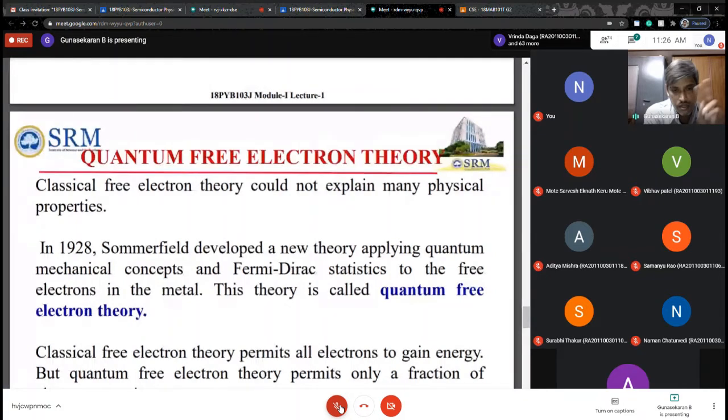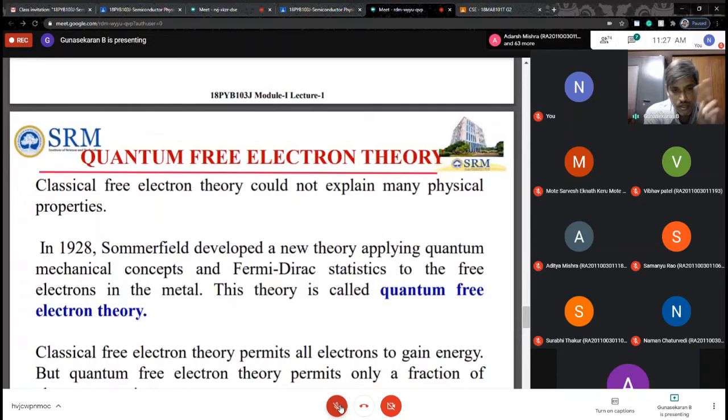So this is the quantum free electron theory. But what is the similarity between both? In both cases, the electrons are moving in a constant potential. Please understand, whether it is the Drude-Lorentz theory or this quantum free electron theory, the electrons are moving in a constant potential. The only difference is whether the electrons obey classical mechanics or quantum mechanics, or whether it is Maxwell-Boltzmann statistics or Fermi-Dirac statistics. That is the difference. But both are moving in a constant potential. That is the similarity of both the classical and the quantum free electron theory.